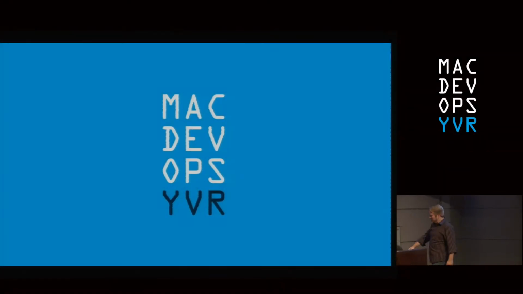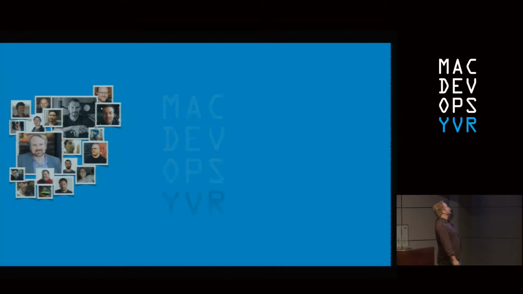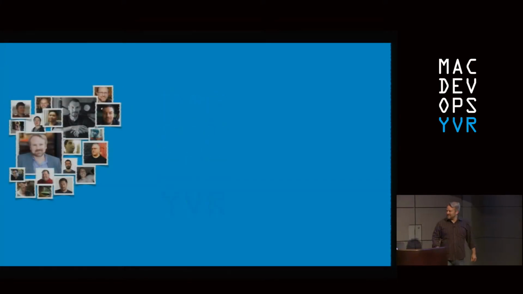This is MacDevOpsYVR. Nobody else has been using this, but Matt gave me this wonderful little loop to come off stuff. It's fun if you want it in reverse, though, and you can actually just go back and forward for a little while. But I like it when it comes back up.